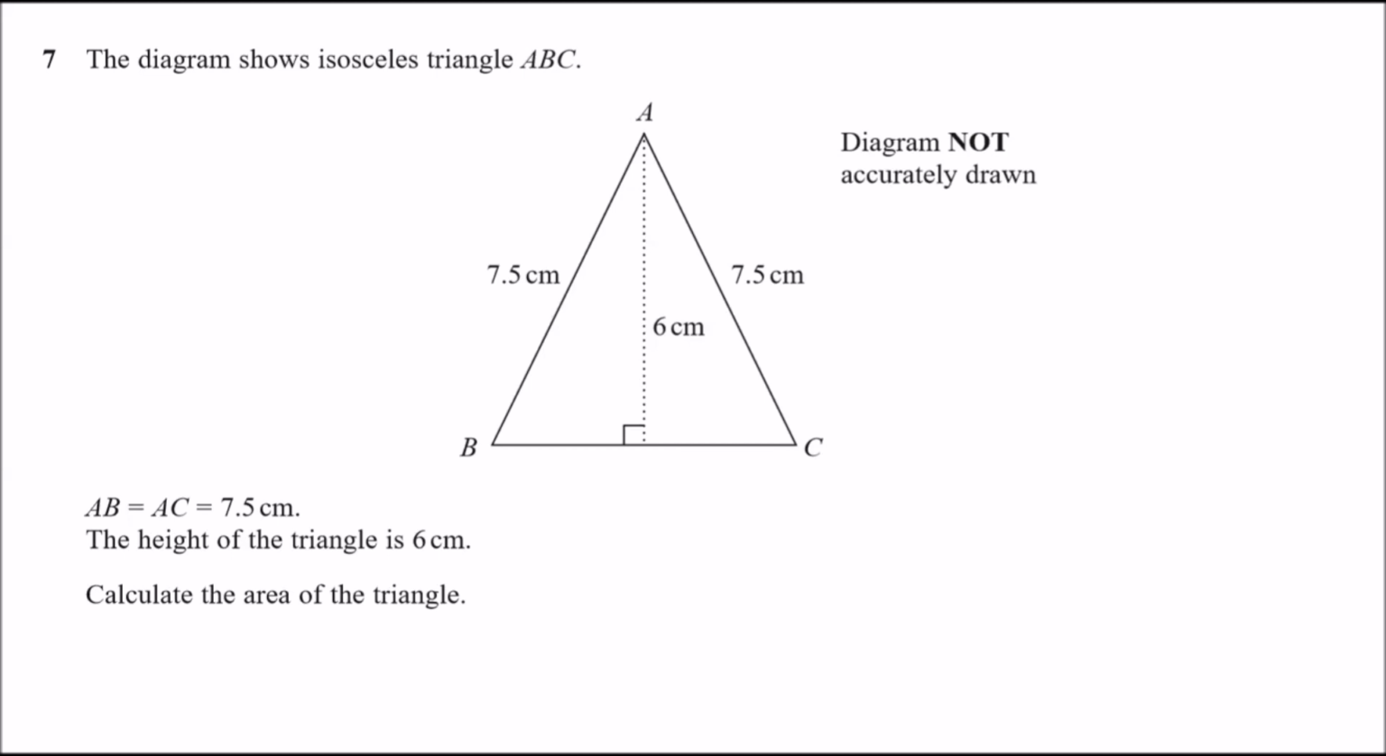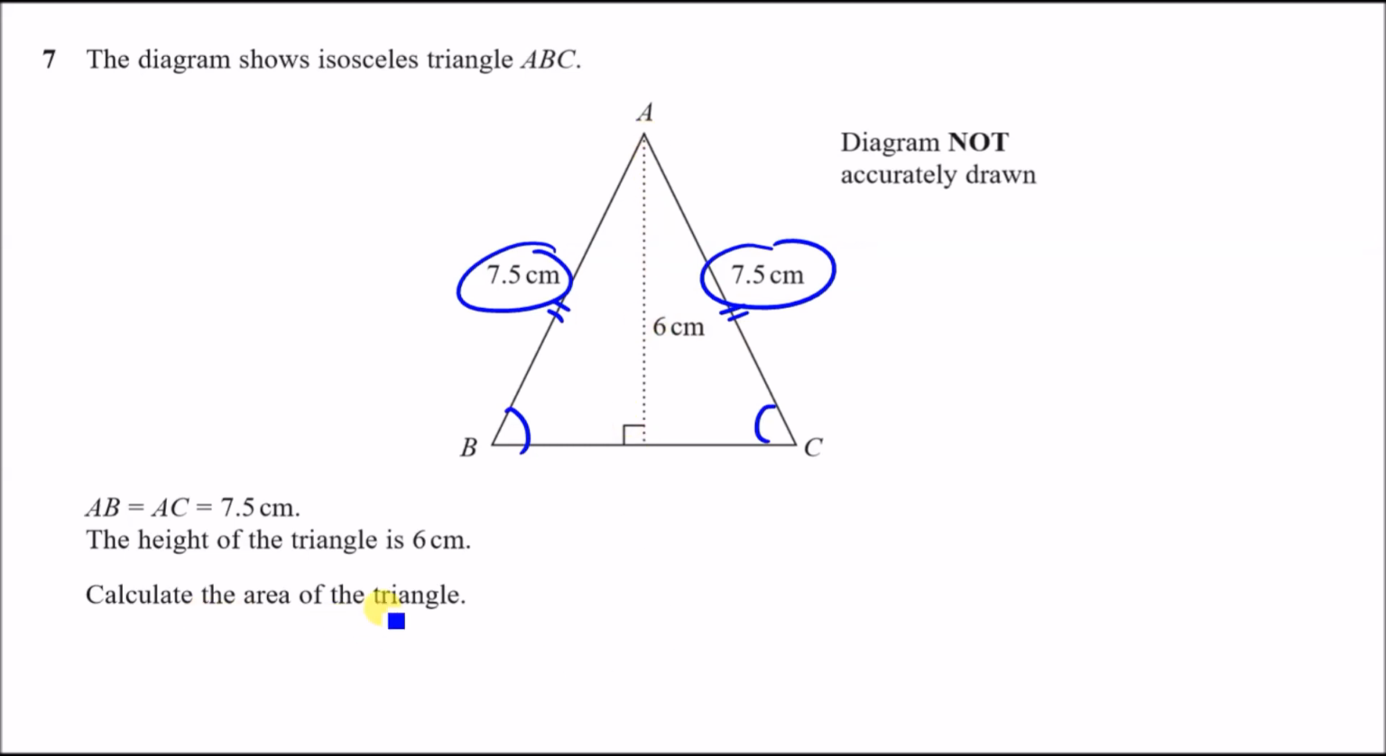Alright, number 7. So the diagram shows an isosceles triangle ABC. So isosceles literally means that two lengths on both sides are the same and two angles are also the same. Okay? Now, it tells us that we got a length AB, which is equal to AC, which is 7.5. So yep, they show it here. Cool. The height of the triangle is 6, so that's the vertical height from top to bottom. Calculate the area of the triangle.